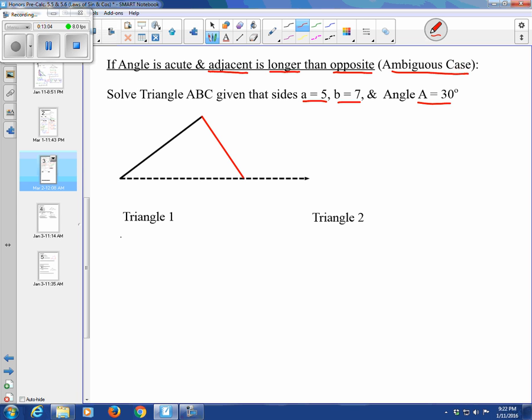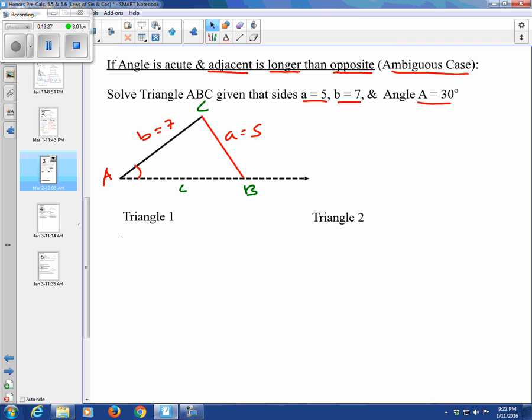So let's set this up. We can say, here's our angle A. That means the side adjacent has got to be B, which has to be of length 7. And then right here, our side A is going to be opposite our angle A, and that's going to be of length 5. Now right here again, what we want to remind ourselves is that angle C, side C, and angle B can be of any measure, right?